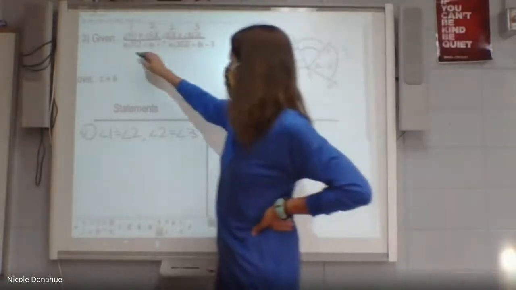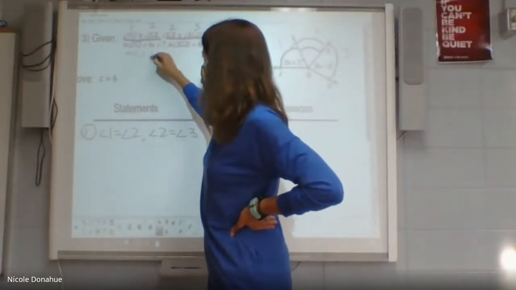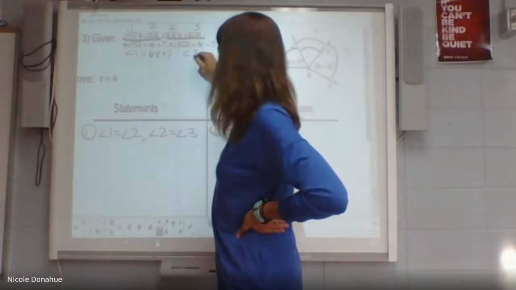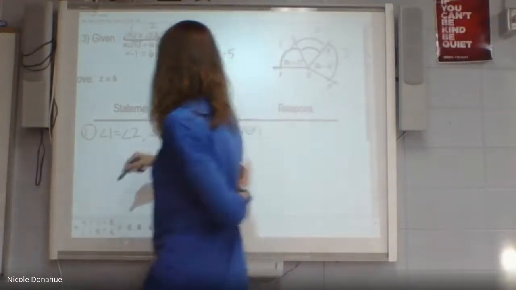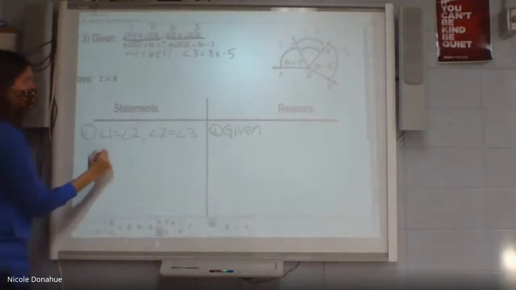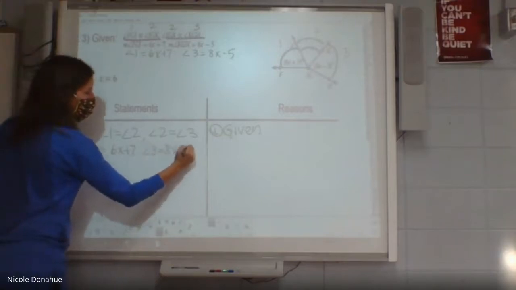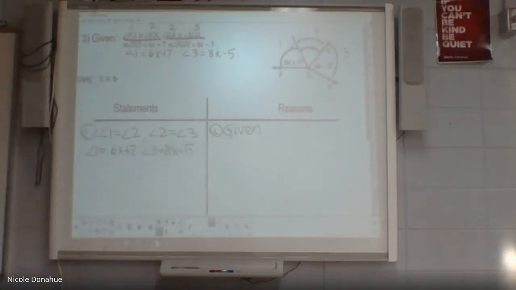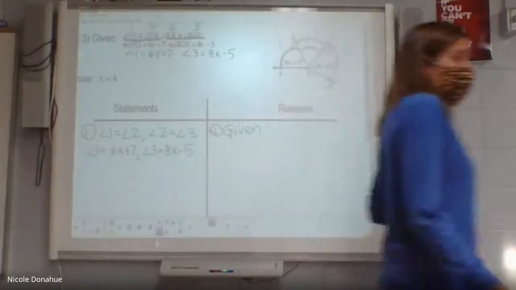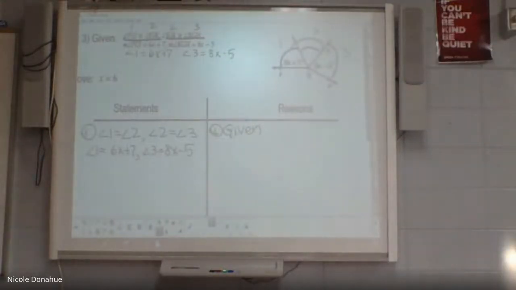They also give us information that angle 1 equals 6x plus 7, and then angle 3 equals 8x minus 5. I might put that right away in this first step of the proof because it's still given. So that's given to us. Someone told us that information. We did not know that all on our own. Now they tell us we're trying to prove x equals 6. Obviously, we wouldn't have known that unless they told us that, or if we actually did the work. So we're trying to connect those dots and make that work.